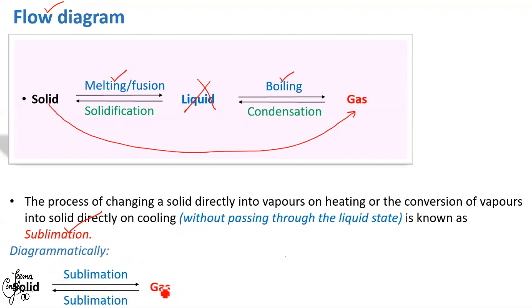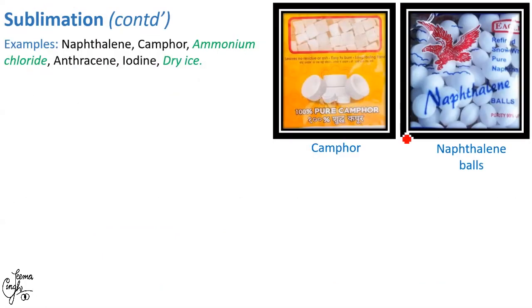Also, the conversion of gas into solid is called reverse sublimation or deposition. So you can call the process of converting gas into solid on cooling without passing into liquid state as sublimation, reverse sublimation, or deposition. Students, you must have come across the process of sublimation at your home.